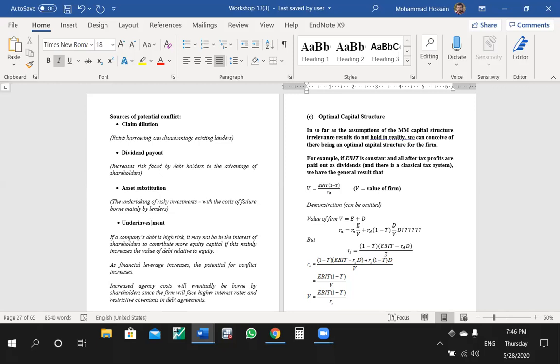Asset substitution. If they have got the money from a loan, they will actually purchase risky assets. Normally I mean financial assets, risky financial assets, that they are going to purchase.